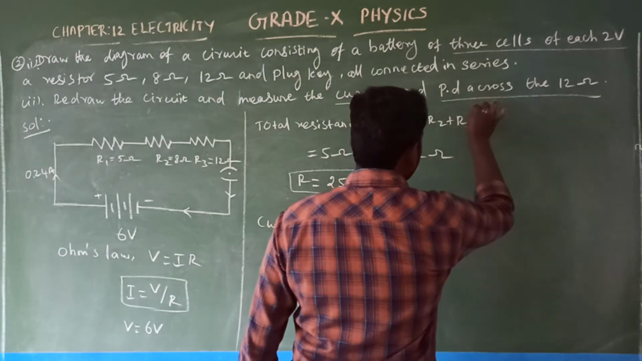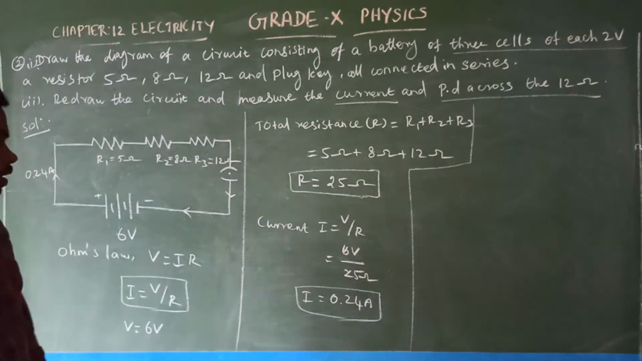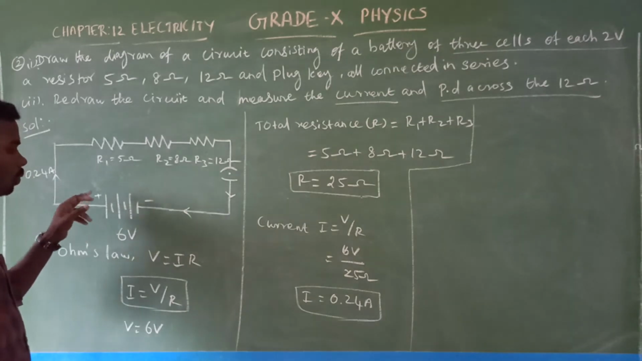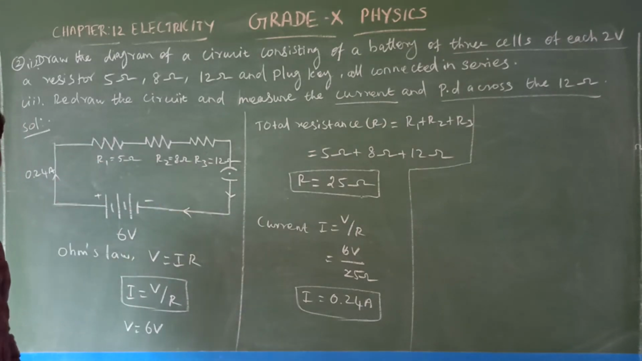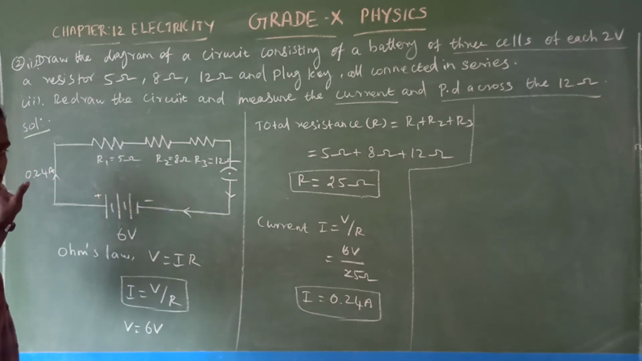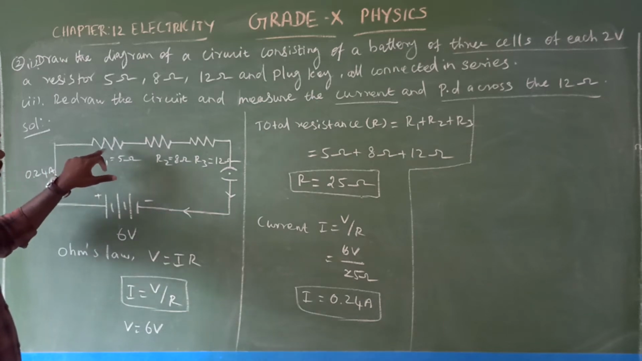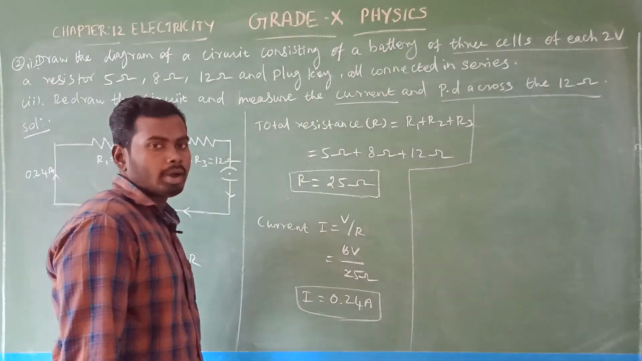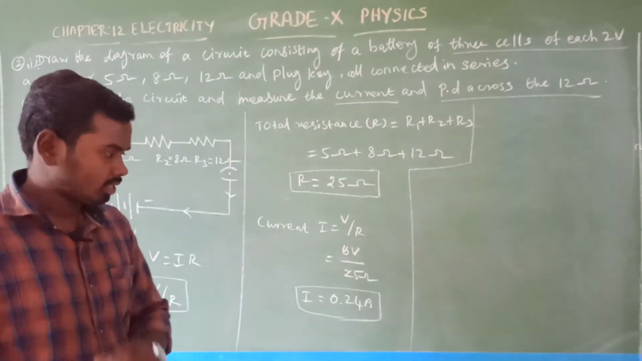Remaining right here. See, I don't have space, so what can I do? Look at here. Throughout the circuit, how much current is flowing? I is equal to 0.24 ampere. So already we know in series combination current remains the same. So throughout the circuit the current value is 0.24 ampere, and across the resistance also 0.24. R2 also 0.24 and R3 also 0.24 ampere, because in series combination current remains the same.